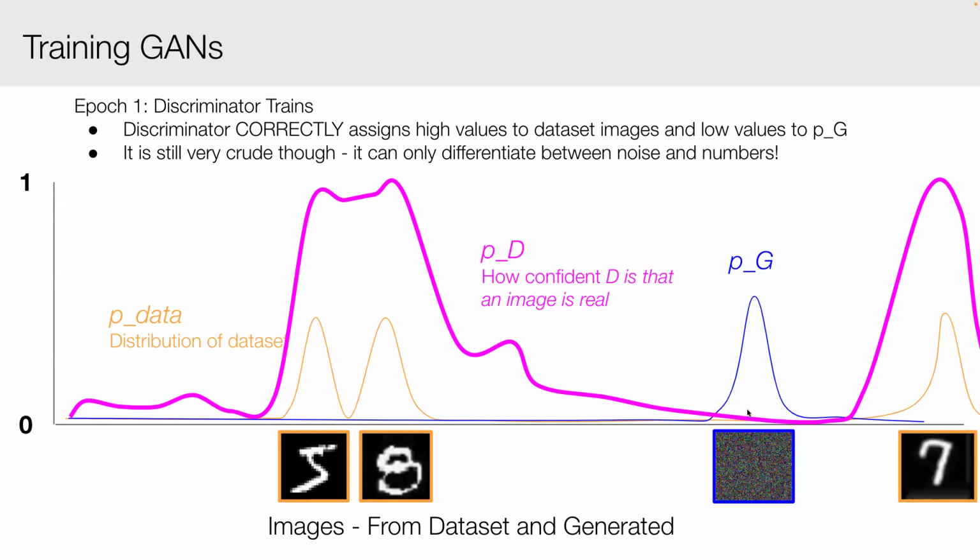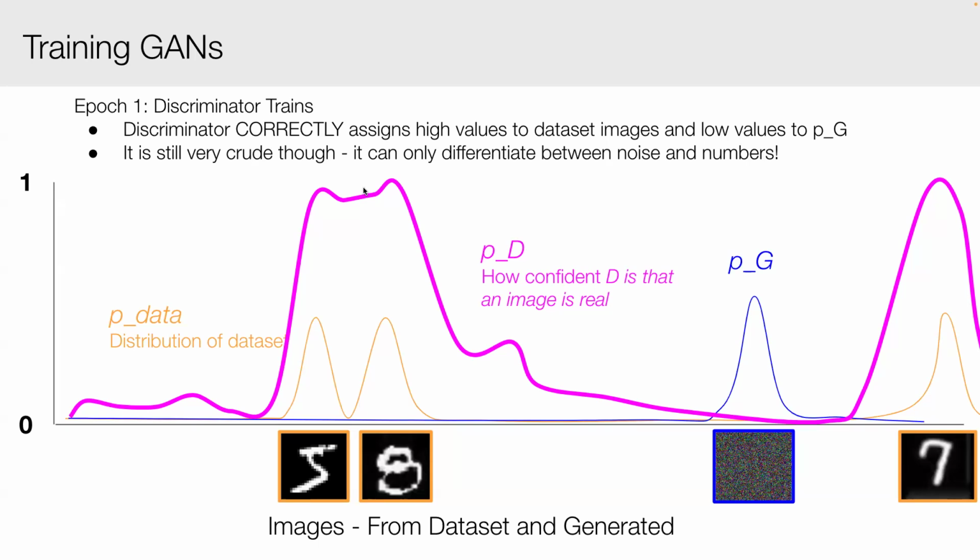But remember, the discriminator is only looking at images from P data and P of G, right? So it's not really improving its behavior on this left-hand side or the center side. But as it is now, anything that's P of G is being classified as 0, and anything that's P of data is classified pretty close to 1. So it's doing a really good job.